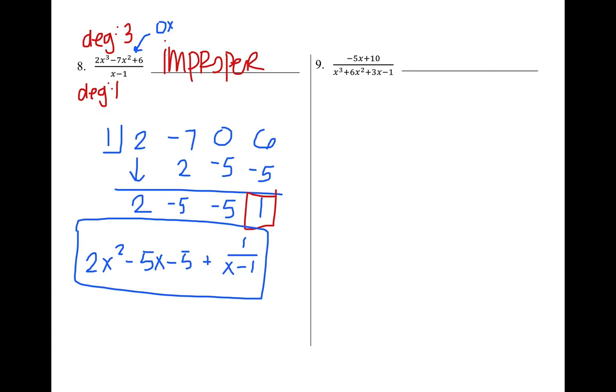Number 9, the degree on the top of this is 1. Degree on bottom is 3. So top is smaller than bottom, so this one right here is going to be proper.